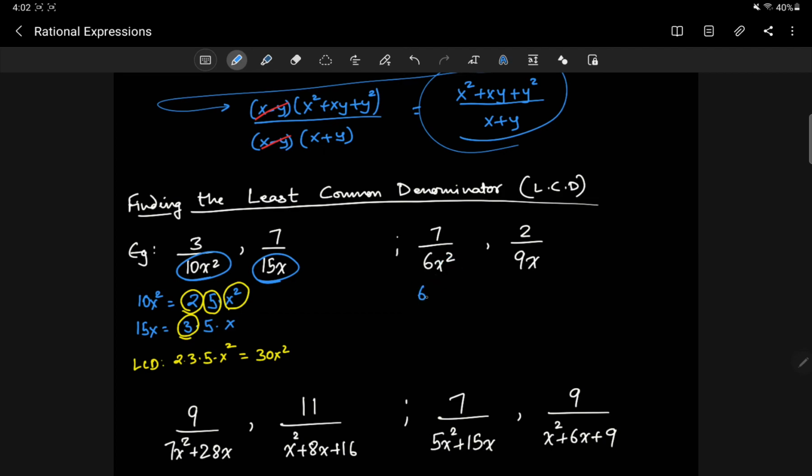Second example, 6x squared is 2 times 3 times x squared, and 9x is 3 squared times x. What's the highest power for x? x squared. Highest power for 3, 3 squared, and highest power for 2 is 2. So the LCD is 2 times 3 squared times x squared, which is 2 times 9 times x squared, which is 18x squared.